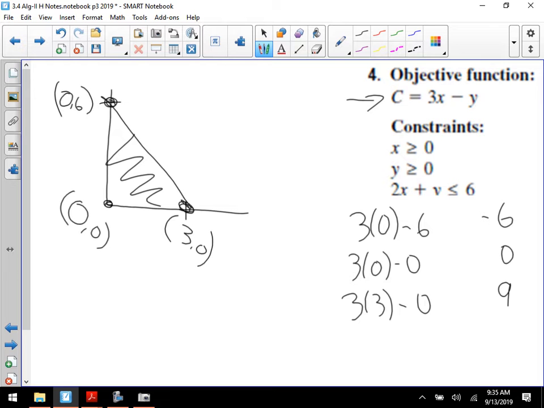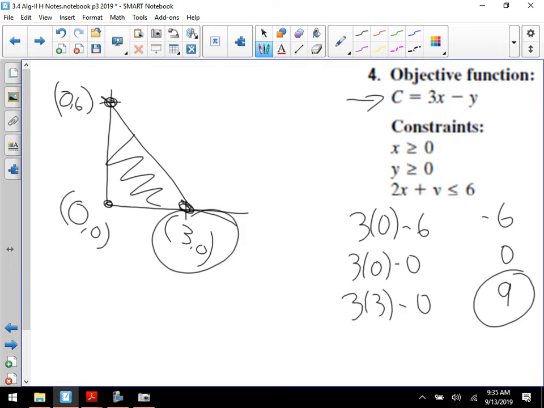Which one of those is the largest? 9. Now here's the thing: 9 is the maximum value. The maximum value occurs at the ordered pair (3, 0). These questions are asking us what the maximum value is, so all you have to say is 9.